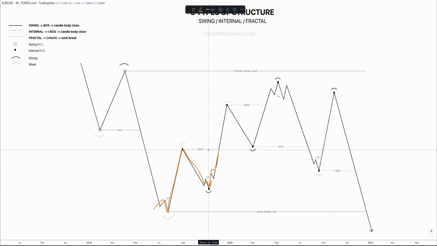Now we're ready to take out the weak high. Then we actually get that IBOS. Okay, now we're starting to see that structure form. We're getting the swing pullback. Again, we pull back, we come to the downside, and then we get a continuation of that bullish internal structure, okay?